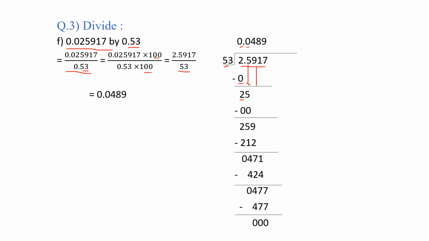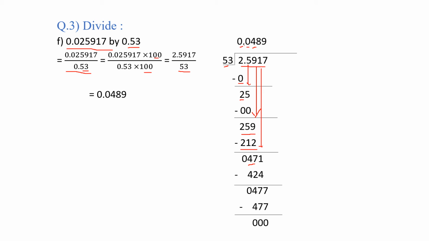Our next number is 9, right? So now this number will become 259. So we'll check 53 4s are 212. So we'll subtract these two numbers. So after subtraction we'll be getting 47. Our next down number is 1. Okay, next downward number is 1. So we'll write 1 over here. So our number is 471.